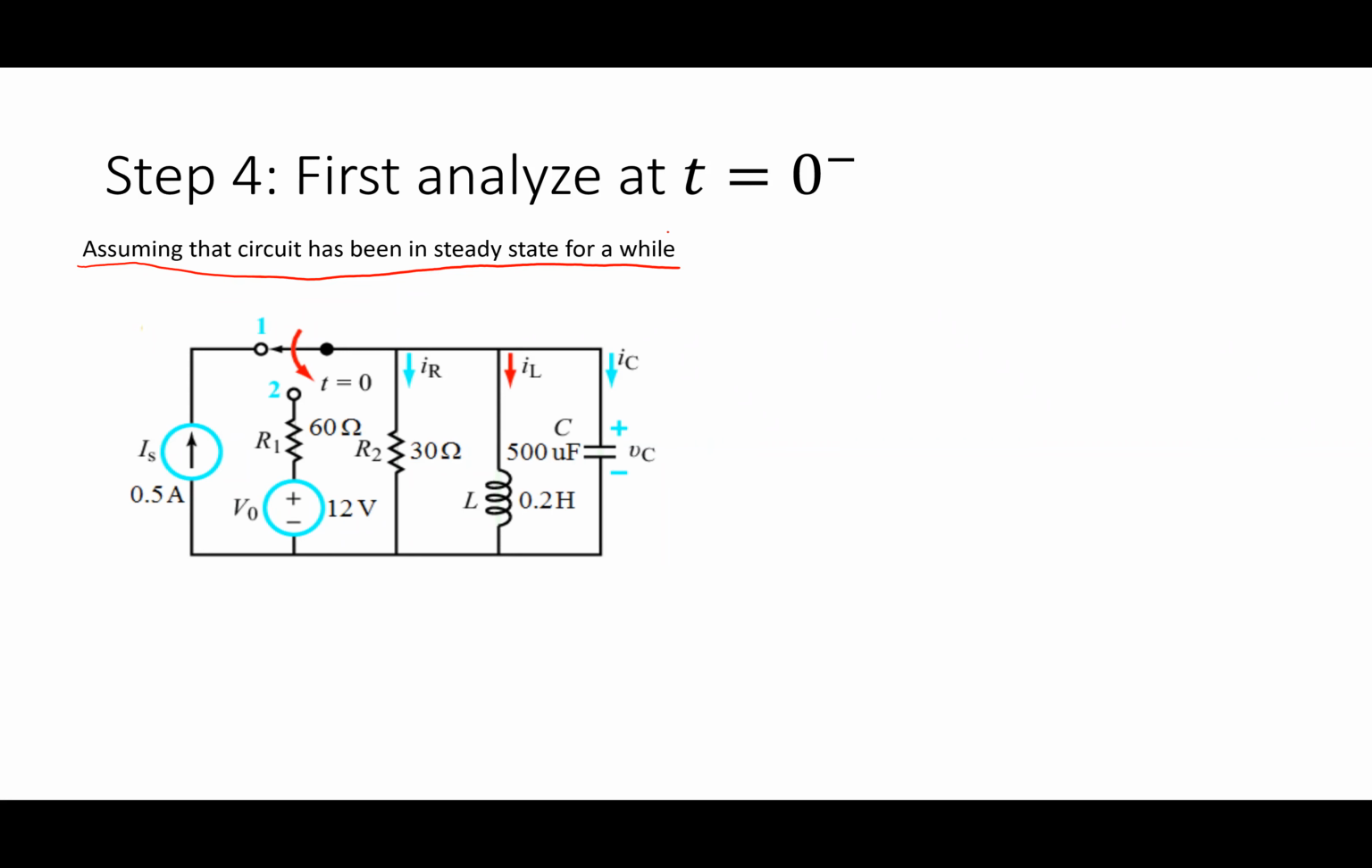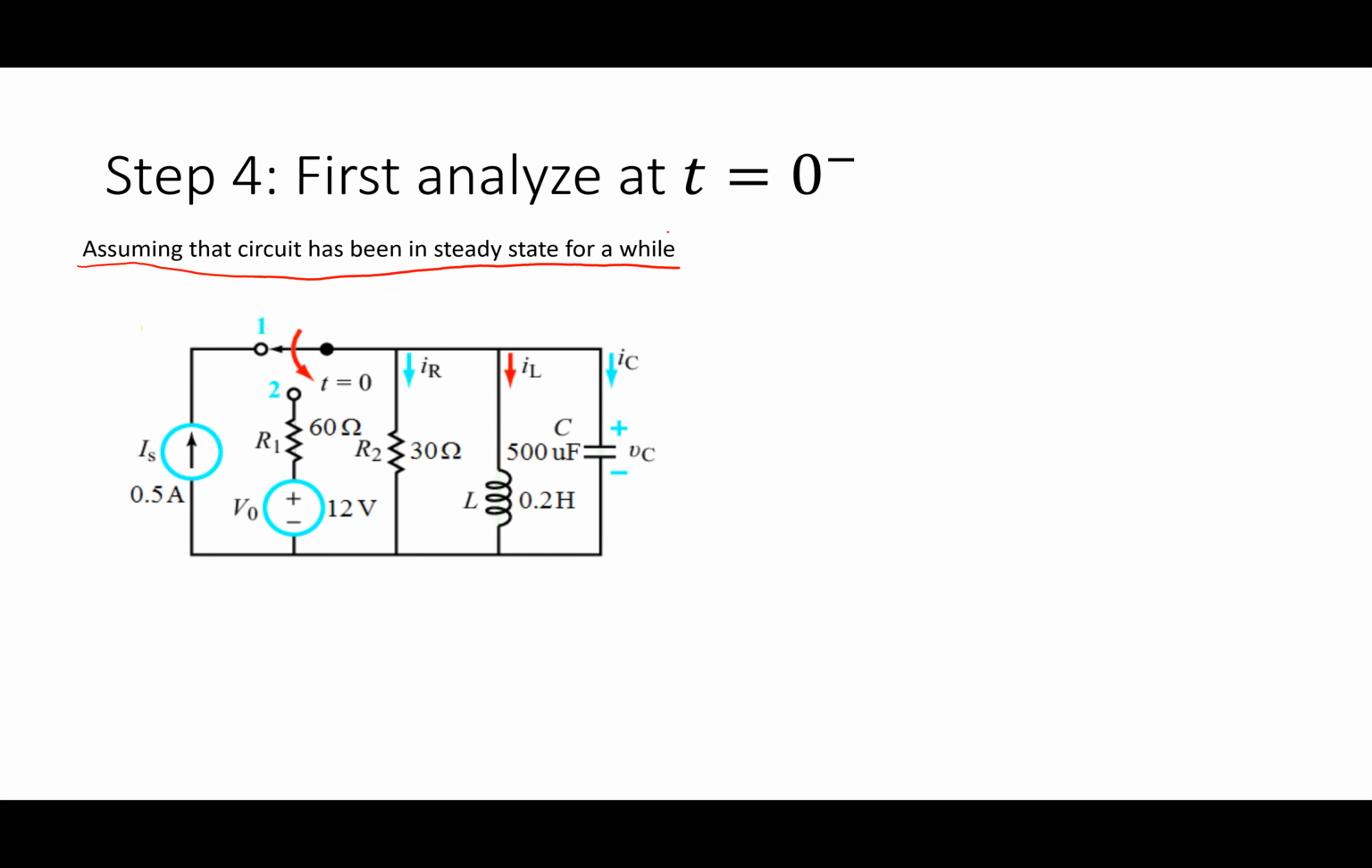What do I do now? How do I approach this problem? I approach this like I'm looking at a steady state situation. t equals 0 minus is like a steady state situation. t equals 0 plus is something totally different. But at t equals 0 minus, it's a steady state situation.